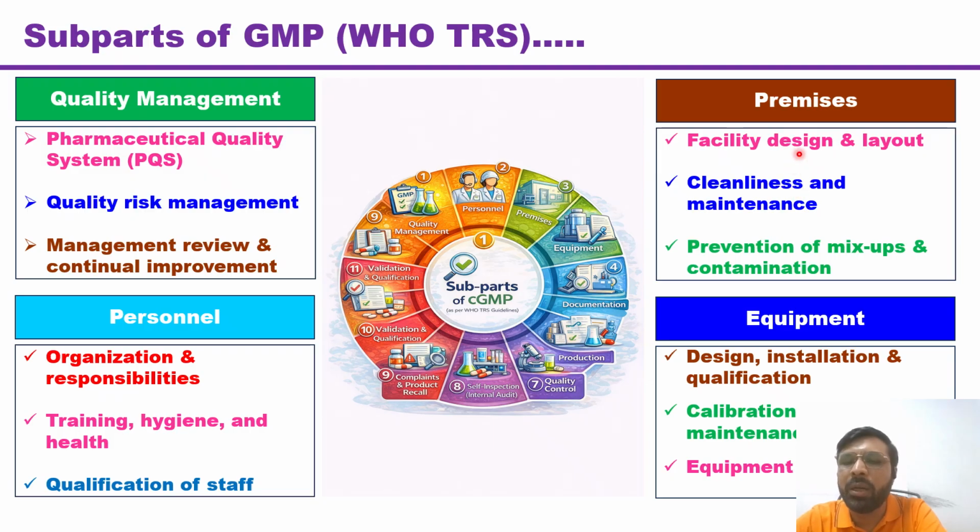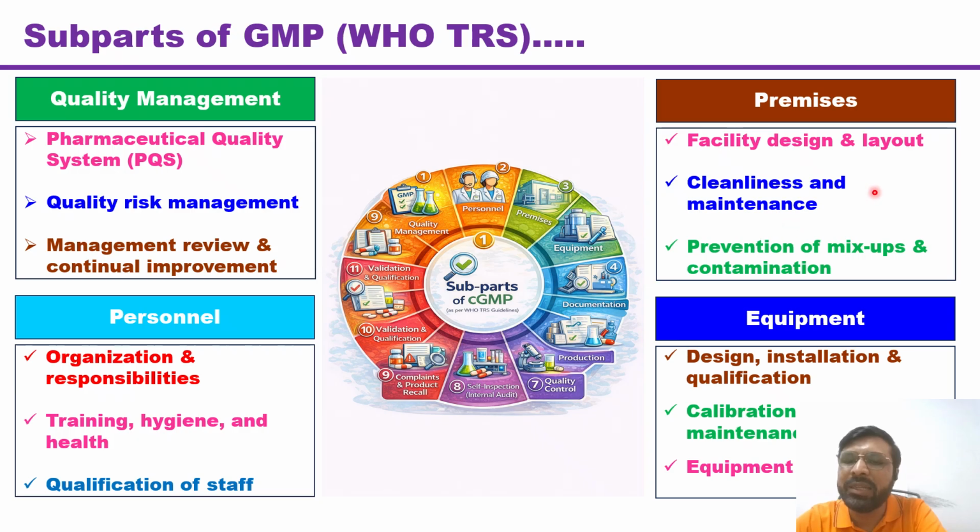Now we'll go one by one. Facility design and layout. There are many guidelines given in the GMP regulatory guidelines regarding the facility design, like uniflow should be maintained in the design, cross contamination should be avoided in our system, and also we have to maintain the HVAC system to avoid cross contamination, and the layout should be feasible for GMP production.